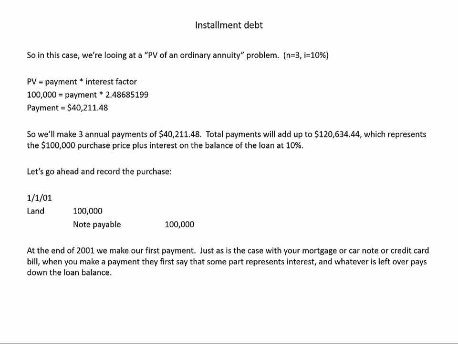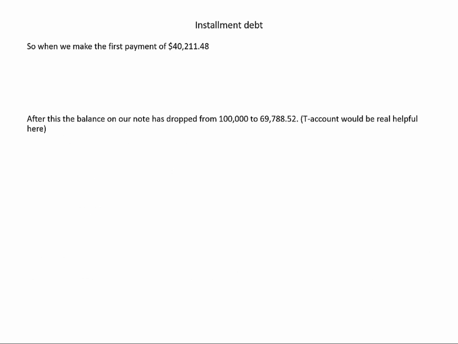Now at the end of 2001, we're going to make our first annual payment. Just as is the case with your mortgage or your car note or your credit card bill, when you make a payment, they first say, okay, some portion of this is interest. Whatever's left over pays down the loan balance. So when we make that first payment, remember that our loan balance is $100,000 at this point.